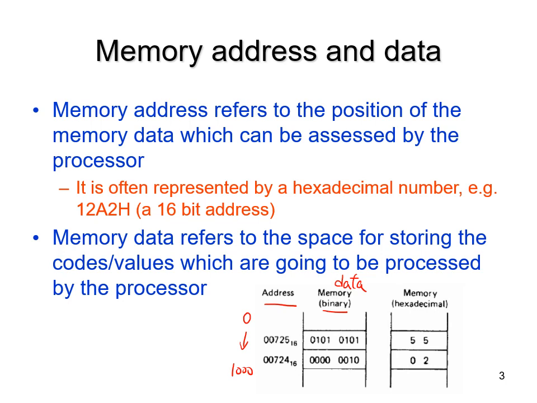And similarly, the data is the size for storage, so that after you find the building, you can describe the size of the room inside the building, and it can classify or represent the data stored in the memory. Therefore, we have a definition of the memory address: it is the position of the memory data that can be accessed by the processor.